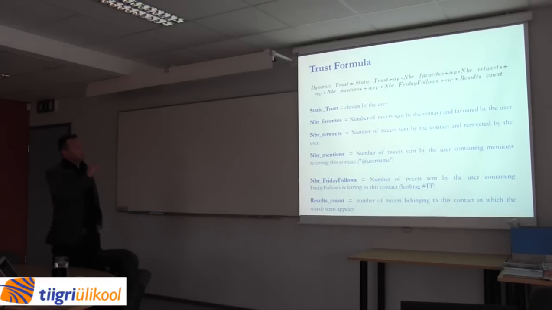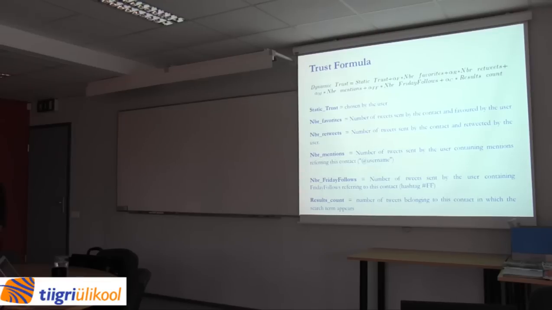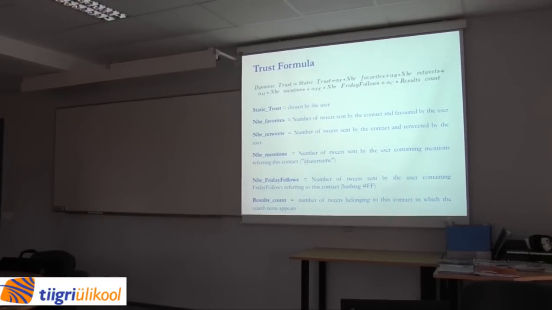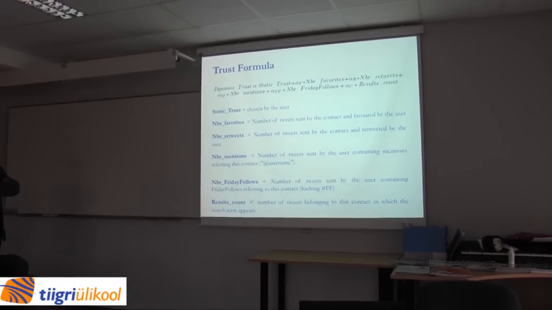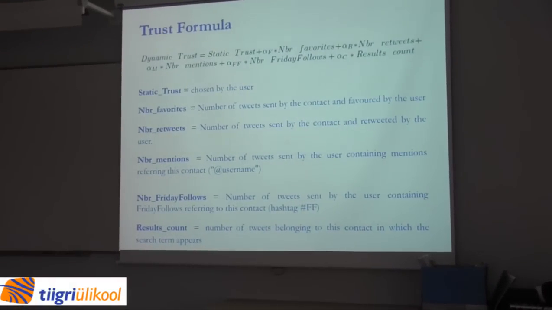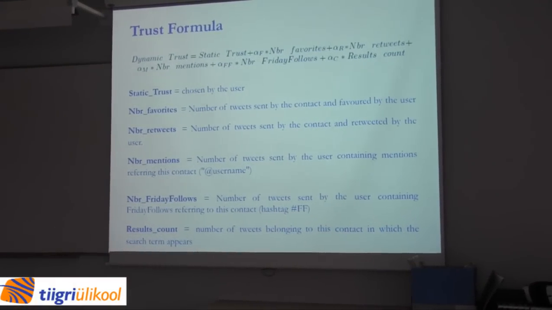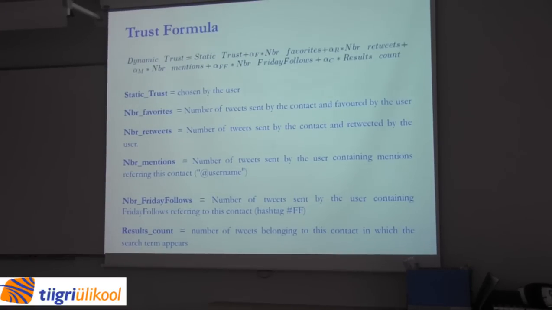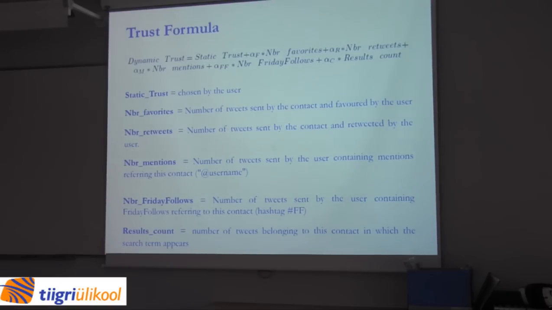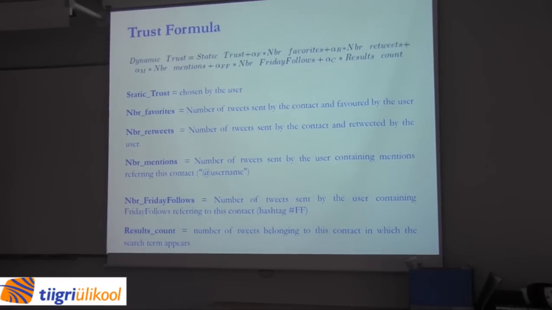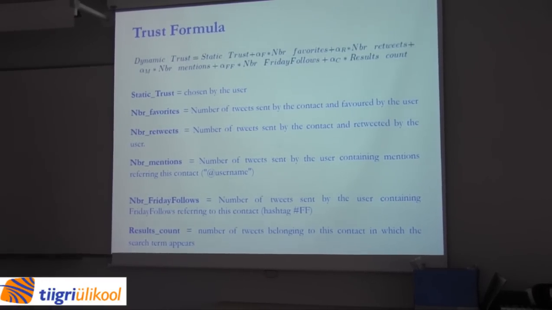And this is a simple abstraction of the linear combination which we are using to calculate the trust. So you have these parameters that basically are the ones I mentioned before: the static trust, the original trust, the favorites, retweets, mentions, Follow Fridays, result count, exactly the things I said before. And there is a linear combination with this alpha parameter. Only the administration can alter the alpha parameter because you may want to give different weights to different parameters. For example, you want to consider the retweets more important than the Follow Fridays. Of course you can.